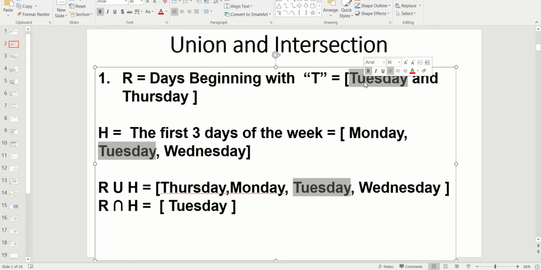About the order, it is up to you. You can put Monday first, Tuesday second, Wednesday third, and Thursday fourth. It is much better in order.